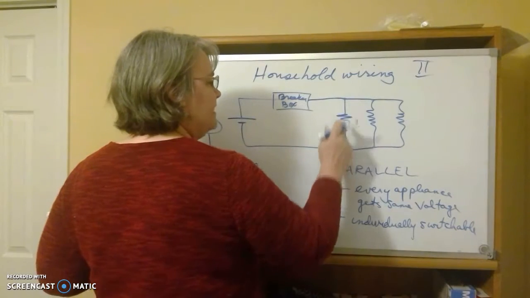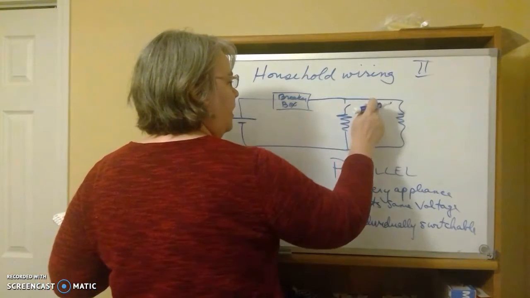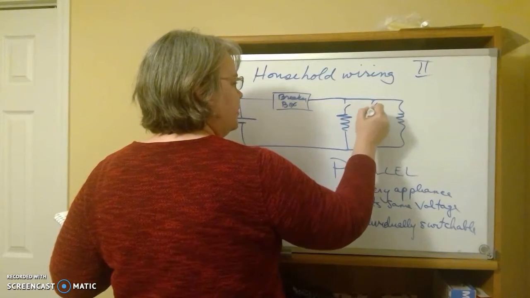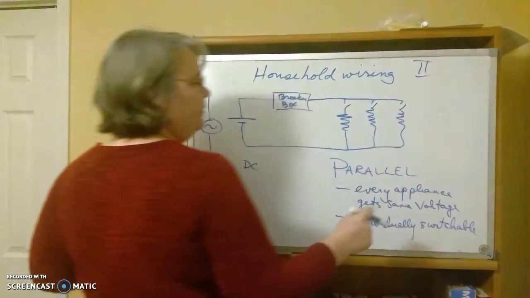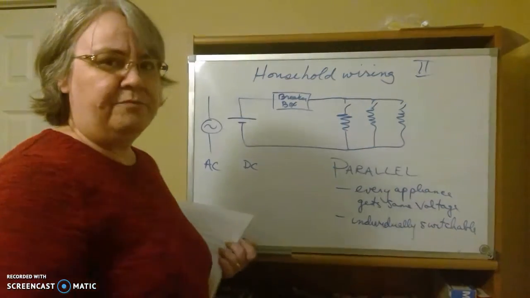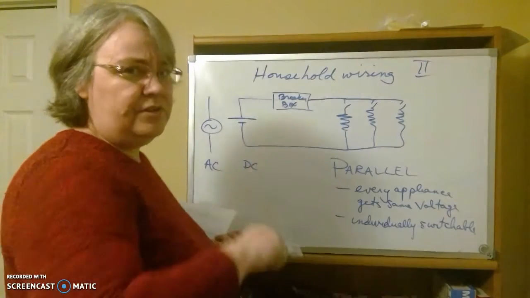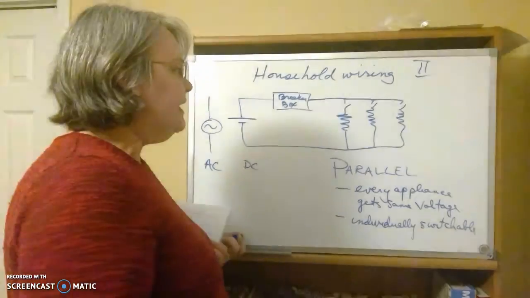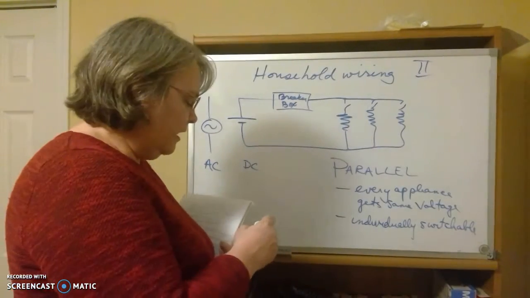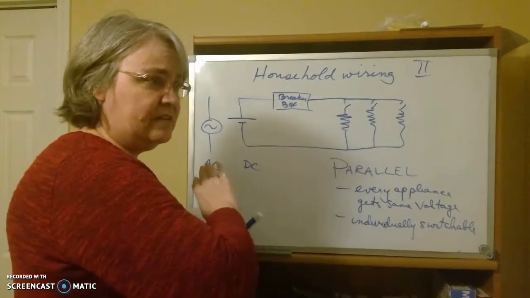So I can take and put a switch on each of these circuits and turn the lamp off, but the TV doesn't turn off, or unplug the toaster and the rest of the things in the kitchen don't turn off, right? If I was in series, unplugging one thing in series turns everything off. The same effect as a fuse.